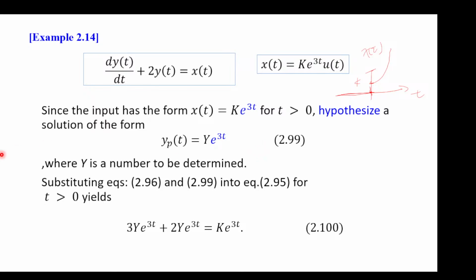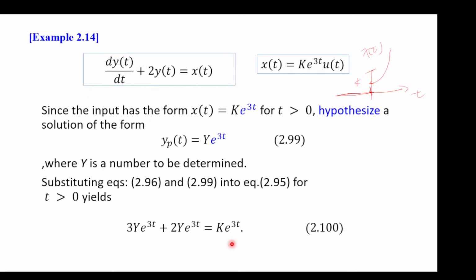So we get this solution, and we plug it back into this equation and see whether we can solve for Y that satisfies the equation. And of course our guess is correct, and we can solve for it. If we plug this equation 2.99 into the left hand side, and x of t into the right hand side, then dy/dt becomes, Y is still here, and then you have d/dt of e to the 3t, so you get a 3 downstairs, so 3Y e to the 3t. And 2y is just 2 times big Y times e to the 3t. On the right hand side, of course, you have k e to the 3t. Our case is very nice because everything has an e to the 3t here.